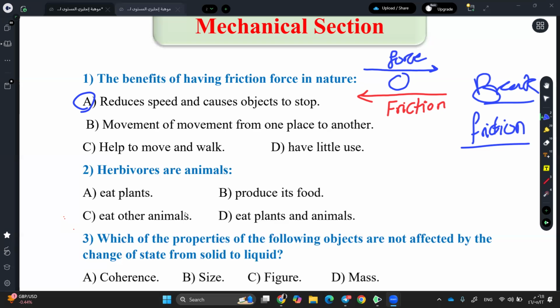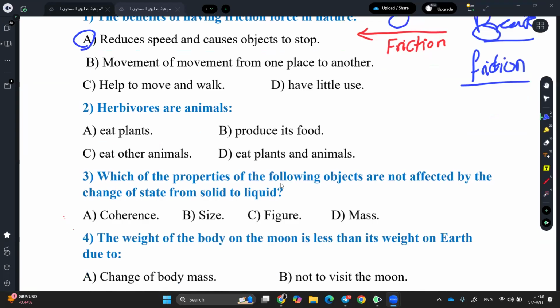Okay, all of you understand question number one? Do you want me to repeat anything? I'm sorry for that. Okay, like question number two.